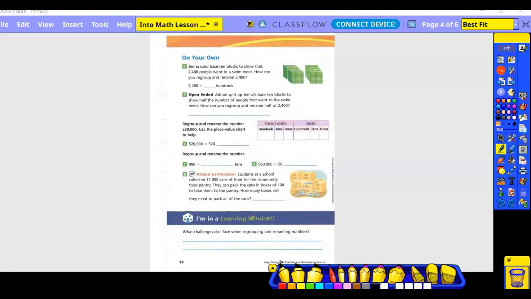On your own. Number 4, Jenna used base 10 blocks to show that 2,400 people went to a swim meet. How can you regroup and rename 2,400? Okay, so we have the 2,400 hundreds. How many zeros are there in hundreds? So if I would go write 100, how many zeros do I have? 2. So I'm going to get rid of 2 zeros, and I'm left with what? 24. So 2,400.